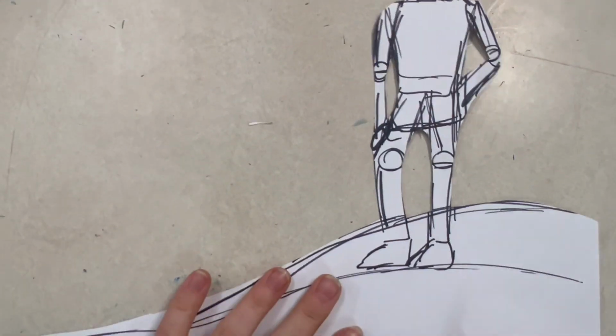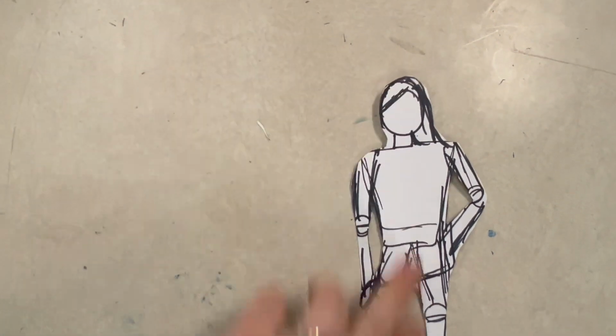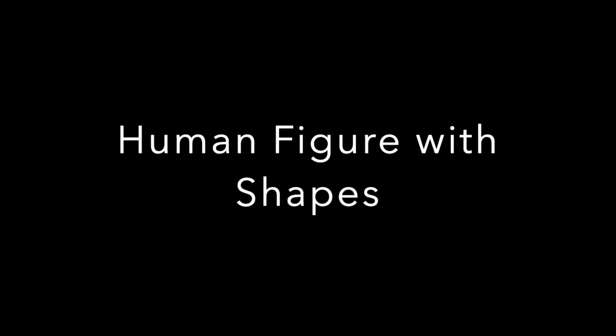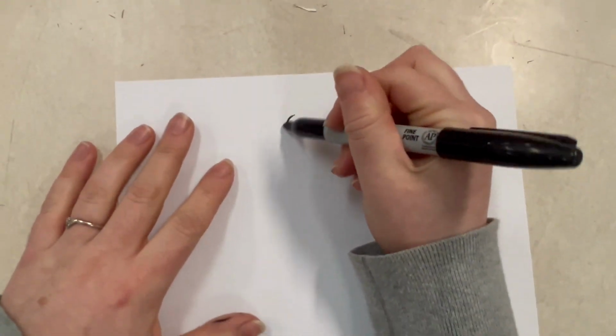Now I'm going to show you how to create your silhouette with just shapes, just breaking things down with shapes. And that is a little bit easier because you're just going to be in a general standing position. So hopefully you remember this from some earlier lessons we've done.